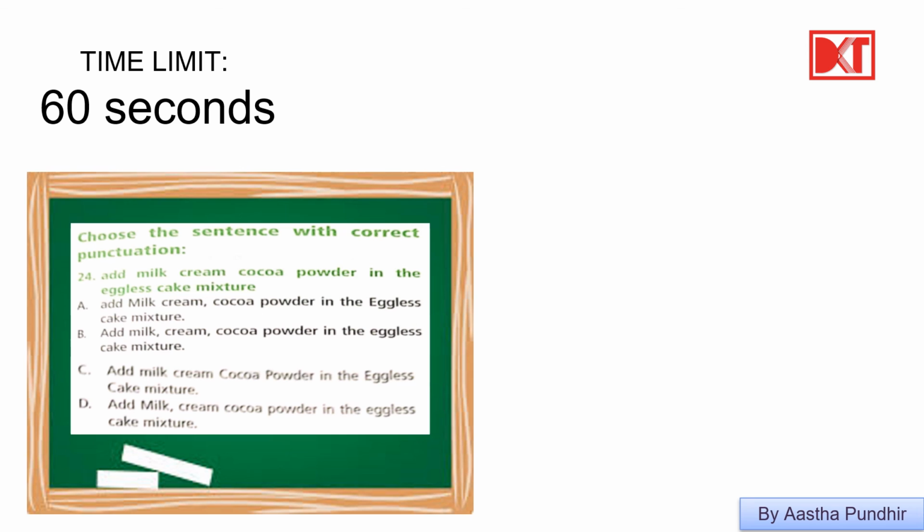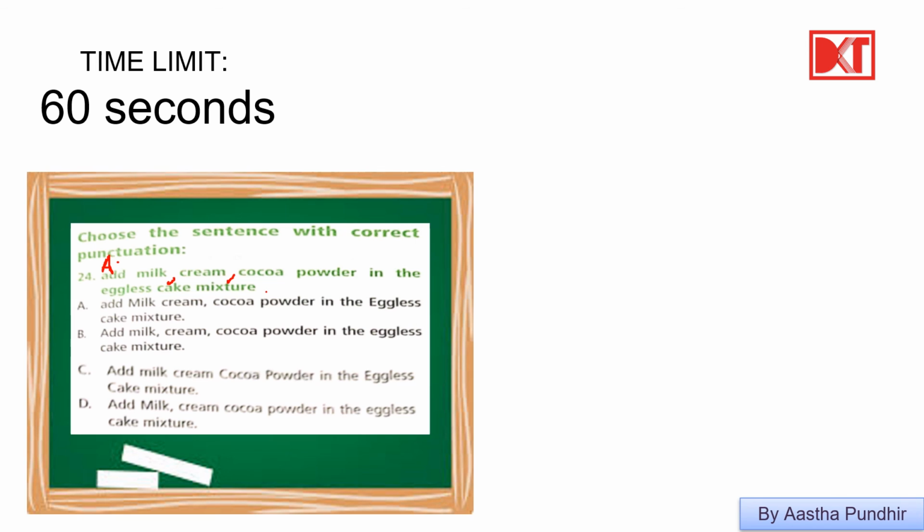Alright, so here, "add," we have to make A capital because it is the first letter of the first word of the sentence. So A will be capital. And then add milk, cream. After milk we will have a comma because we're separating these two different parts. Milk, cream, comma again, cocoa powder in the eggless cake mixture, and then we'll have a full stop.